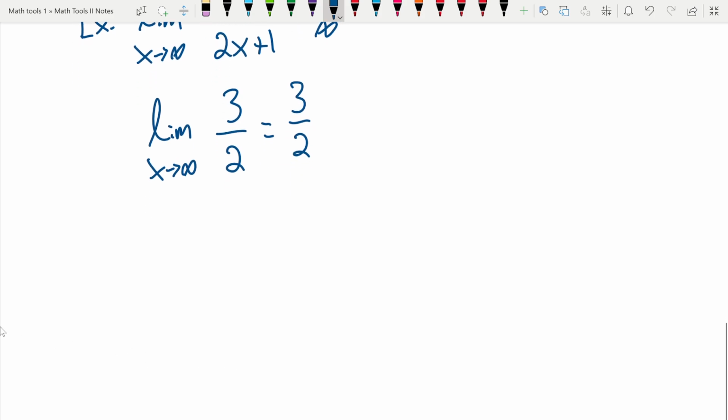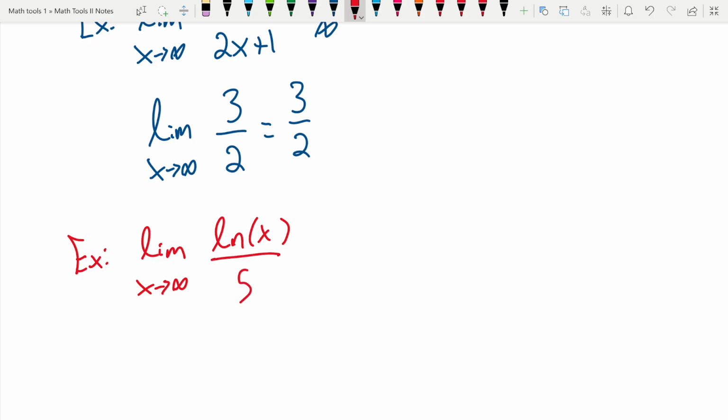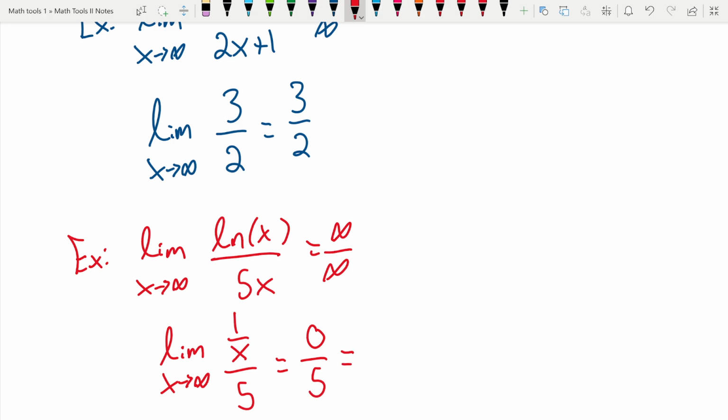All right, let's try the limit as x goes to infinity for the natural log of x over 5x. Okay. So again, we'll get infinity over infinity first of all. So then we take the derivative. We get 1 over x over 5. Okay. And we don't even need to simplify. We could just go ahead and do it now. The limit of 1 over x as x goes to infinity is 0 over 5. So that's going to be 0.